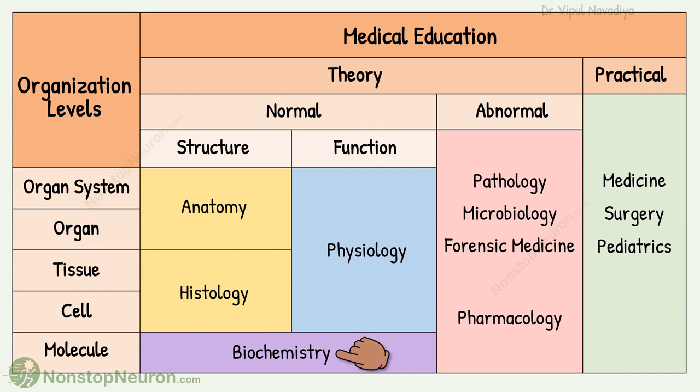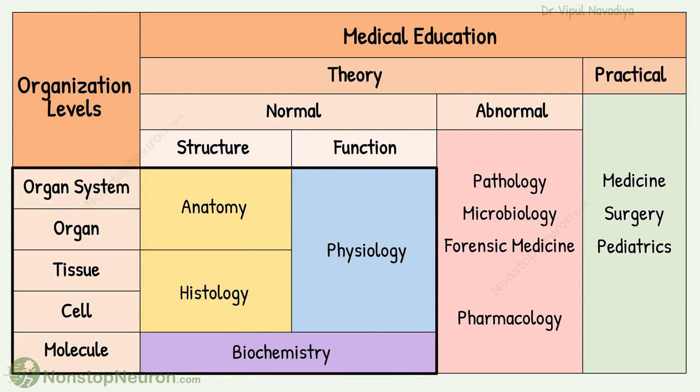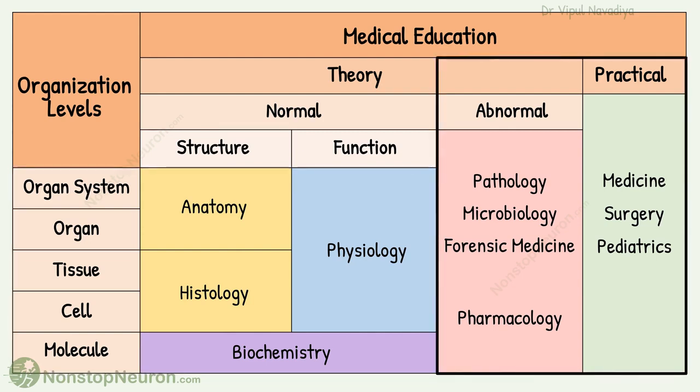In biochemistry, we study the structure as well as functions of biomolecules. In physiology, we study the functions, starting from the organ system level, all the way up to cells, and sometimes even organelles. The organization levels are mostly relevant in these subjects only. On this side, they are not so relevant.